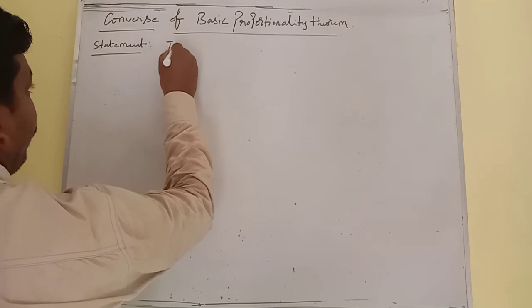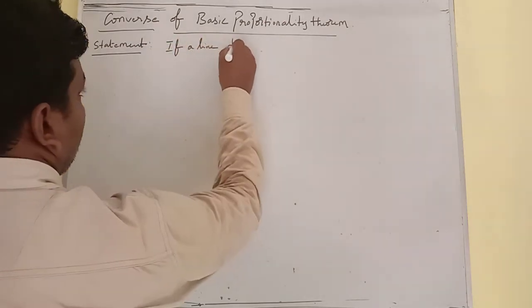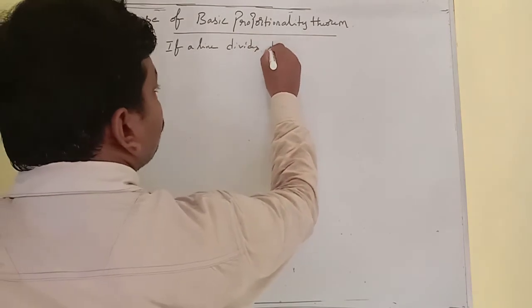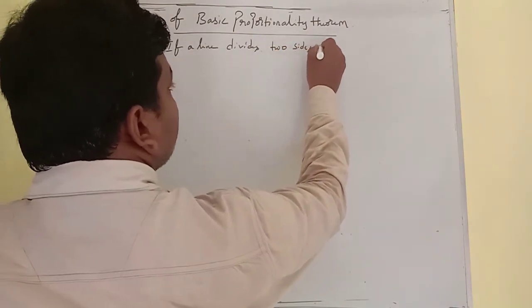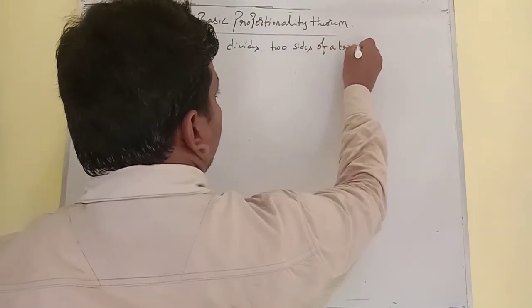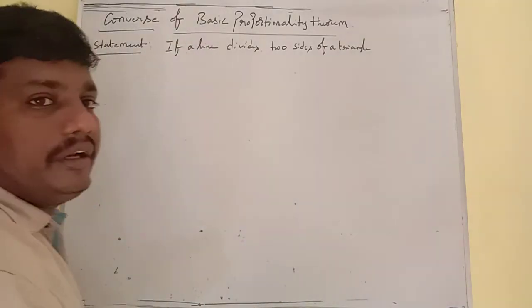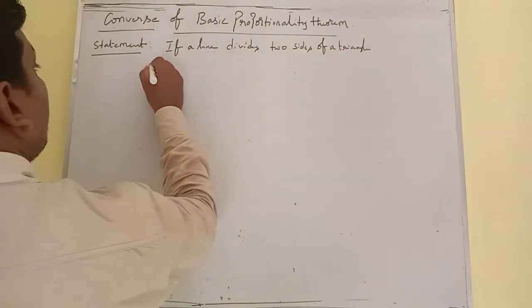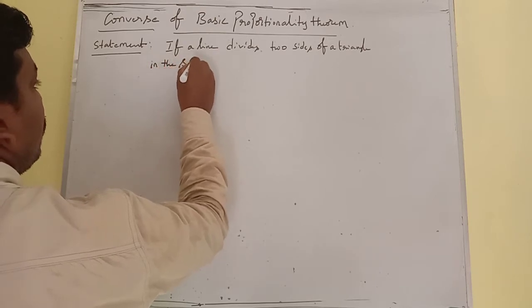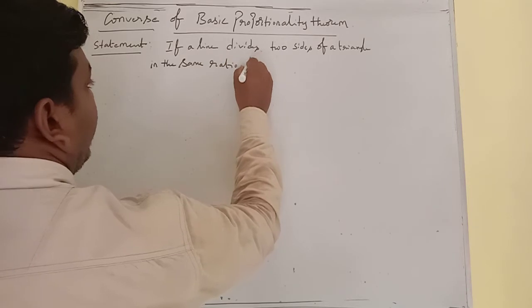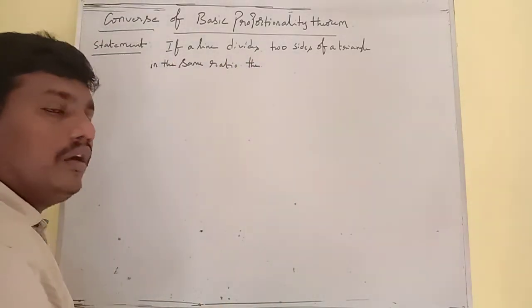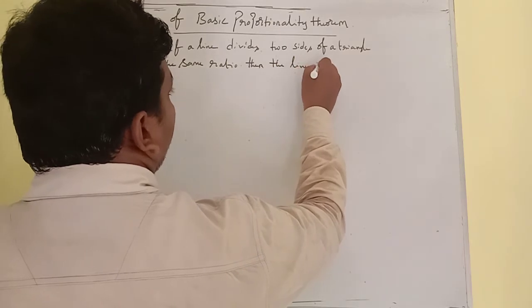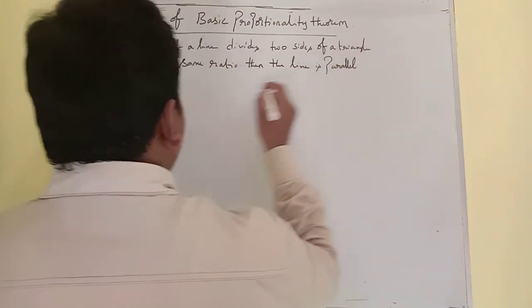if a line divides two sides of a triangle in the same ratio, then the line is parallel to the third side.